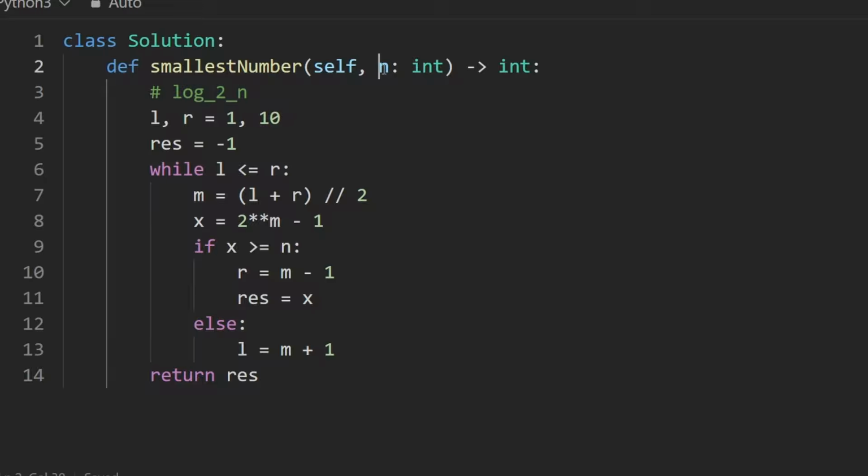Because first of all, n is 1,000. Our search space is going to be at most 10. So that's already log base 2 of n. And then on top of that, on the search space itself, we're running binary search. We're not actually iterating over all of these. So I think it's like a nested log. But anyways, I'm glad to be back.